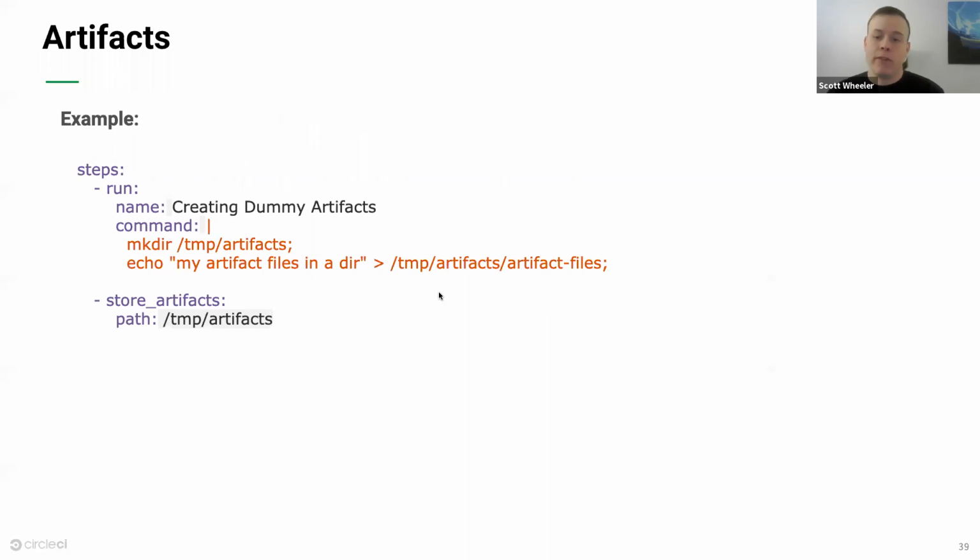In this example, we create a file called artifact files and store that in TMP artifacts. This file will be available from the artifacts tab of the build output window after the workflow is completed.